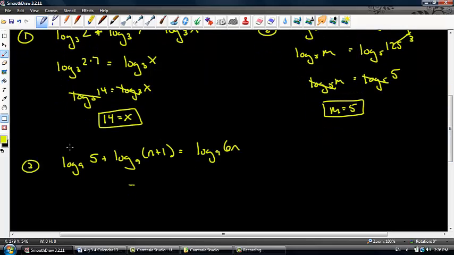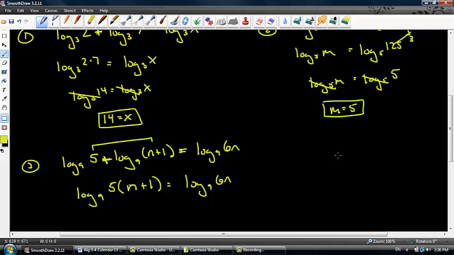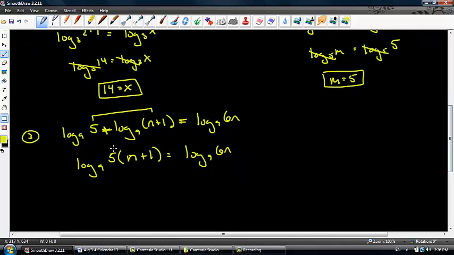Okay, so if I have this here, again, I'm going to consolidate my logarithms. I've got two logarithmic expressions on the left side, so I have to consolidate. They're being added, which means that I can multiply the answers. So I have a single log base 9 of 5 times n plus 1 equals log base 9 of 6n. Now I'm going to distribute here. And because I only have one log on both sides, I can cancel them out. So I have 5n plus 5 equals 6n.